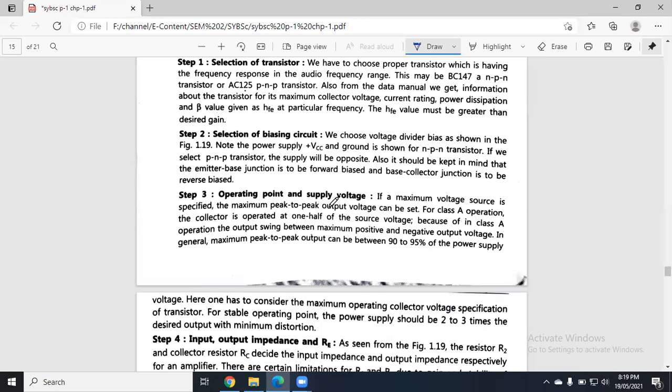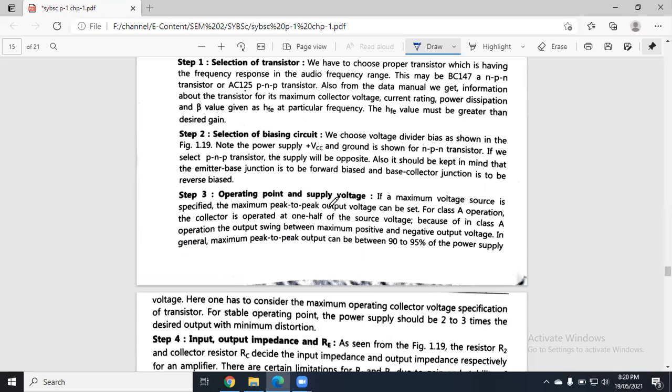For class A operation, the collector is operated at half of the source voltage. We have seen how a class A amplifier works. For only the positive half cycle, the transistor is going to amplify the signal. In a class A amplifier, there will be a swing between maximum positive and maximum negative voltage. In general, the maximum peak to peak output can be between 90 to 95% of the power supply voltage.